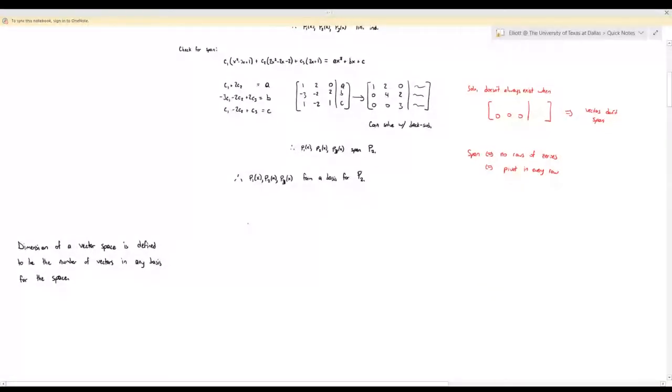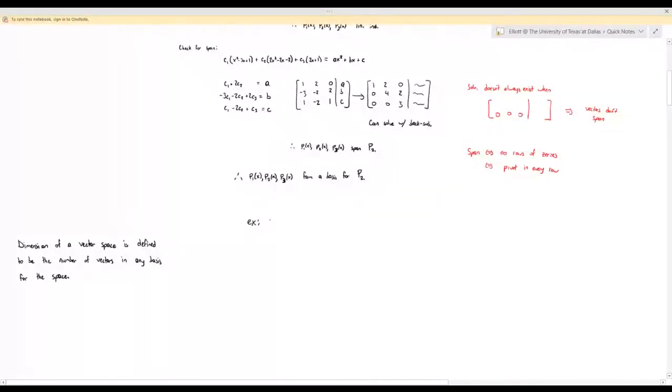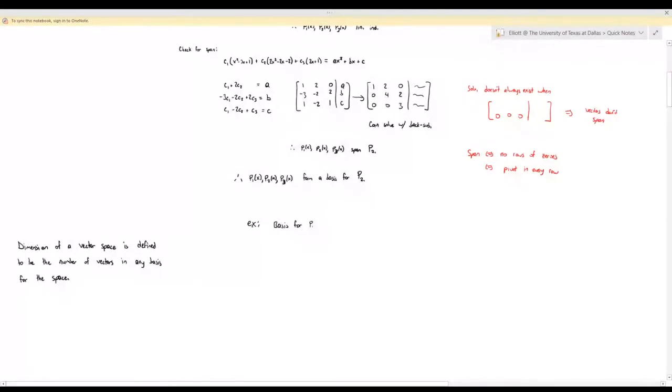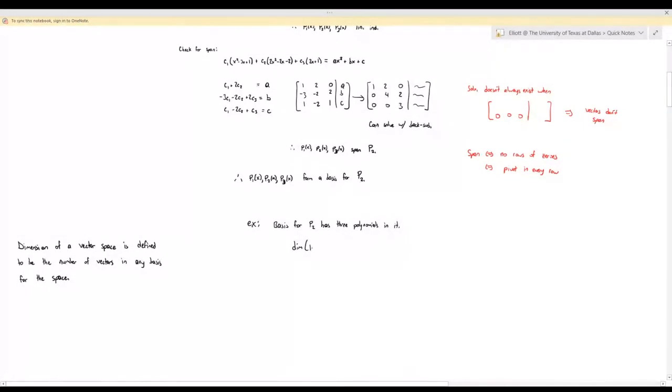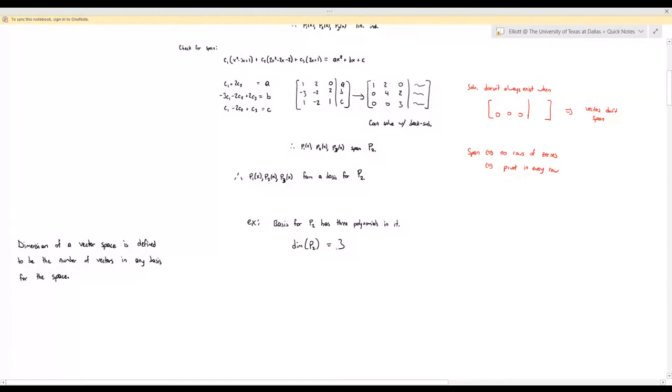As an example, in the last example, we found a basis for P2 that has 3 polynomials in it. So therefore, the dimension of P2 would be equal to 3. Now, it is a fact that for any vector space, the number of vectors in any basis for that space is always the same. So for P2, every basis for P2 will have 3 polynomials in it, and its dimension would be 3 by definition.